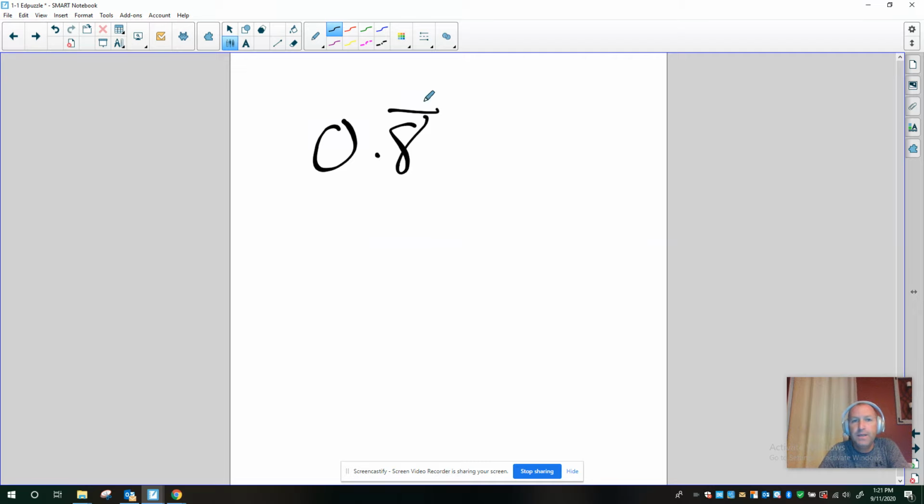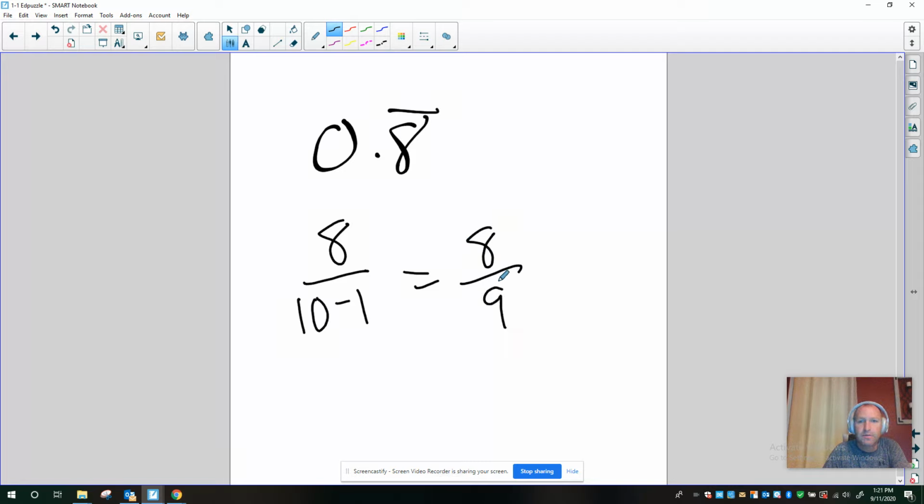Okay, so repeating numbers are a little bit different. They're read a little bit different, and they're written a little bit different. So 0 and 8/10 repeating. But I always pretend that this repeating bar is a subtraction symbol, because it's going to end up being 10 minus 1. So it's 8 over 9. A 9 for every repeating digit, and there's only one of them that repeats.